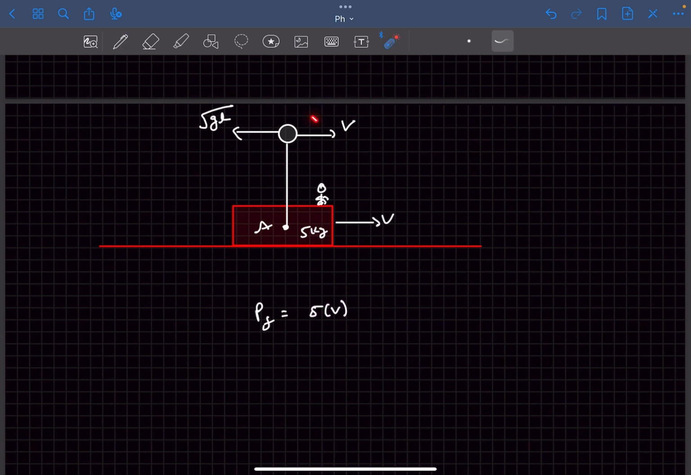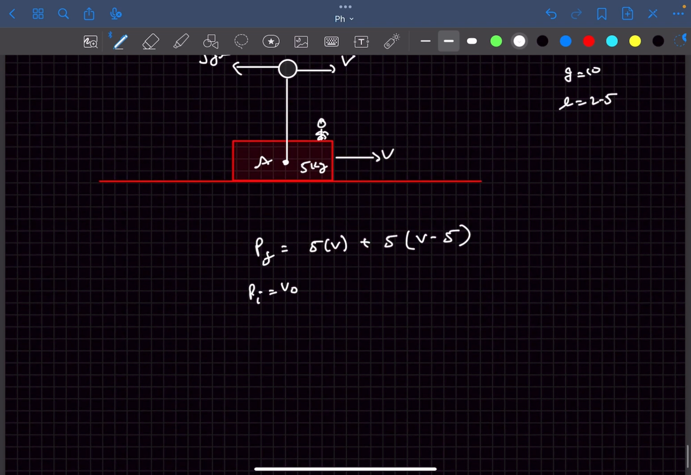And the contribution because of this ball is going to be the mass of the ball, which is 5 now, times V minus square root of gL. And g is 10 and L is 2.5 in this case. So square root gL, we can just write it as 5. And the initial momentum was V0 as we calculated above. So from here, V0 equals 10V minus 25. This would be equation number 1.